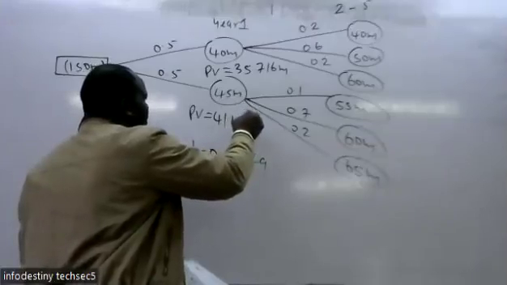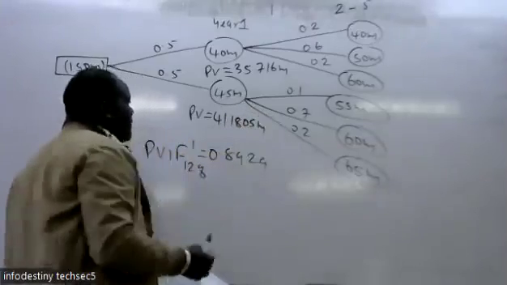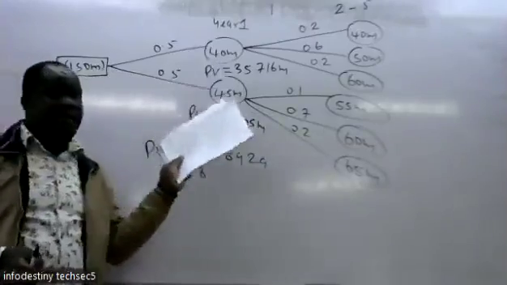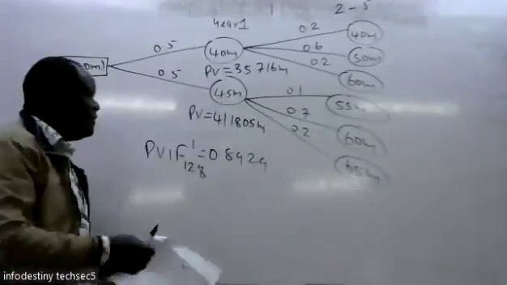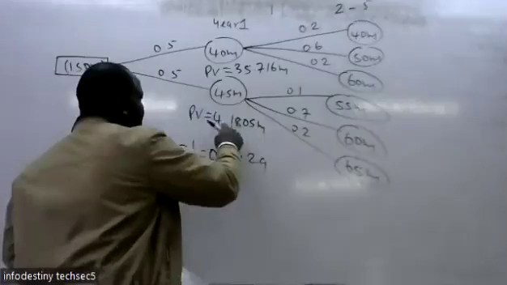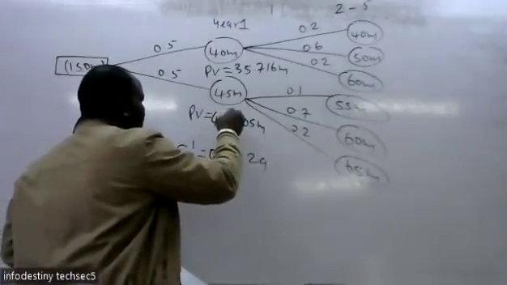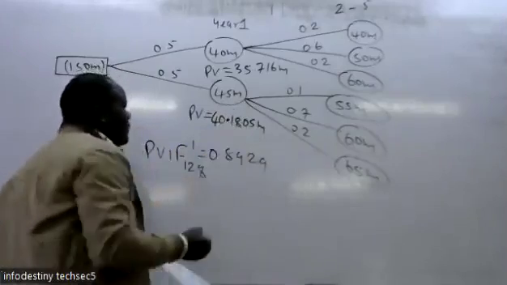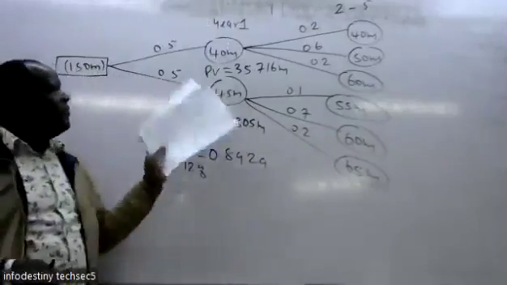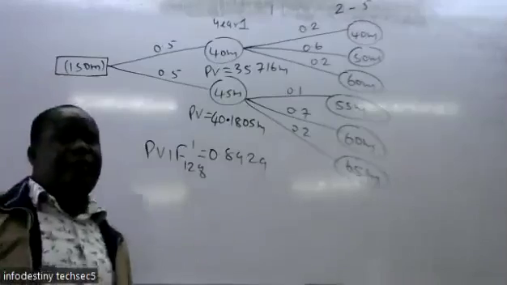$40.18. So that is now for year 1. It's 40.1. So that is now the present value for the cash flows for year 1.